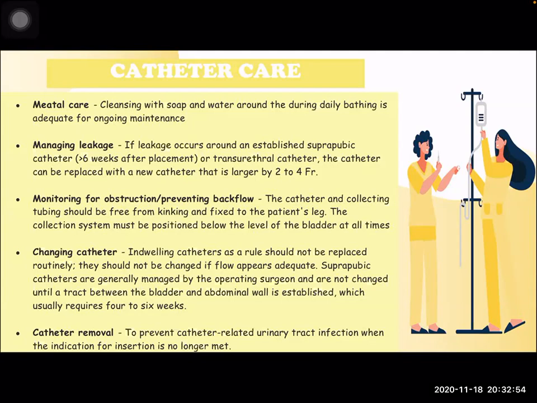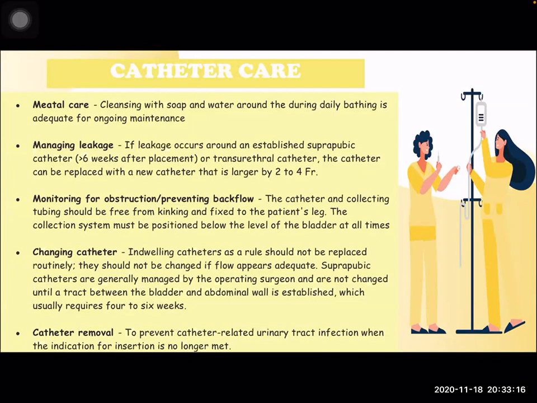To monitor for obstruction or to prevent backflow, the catheter and the collecting tubing should be free from kinking and fixed to the patient's leg. The collection system must be positioned below the level of the bladder at all times, so that the urine can flow into the urinary bag.